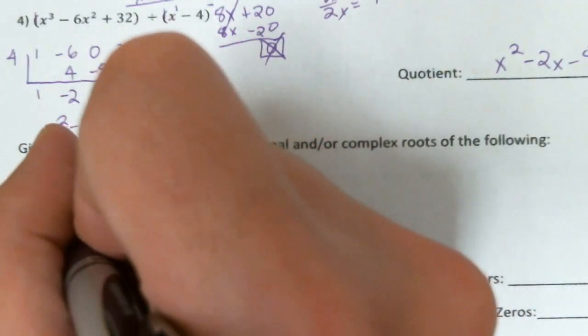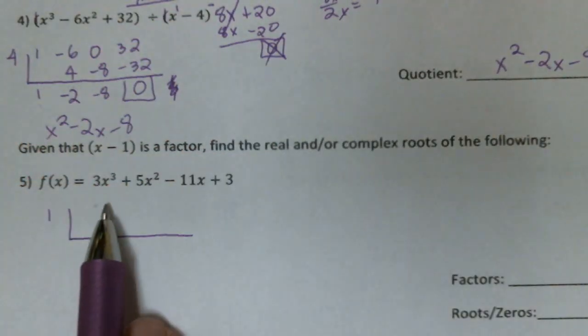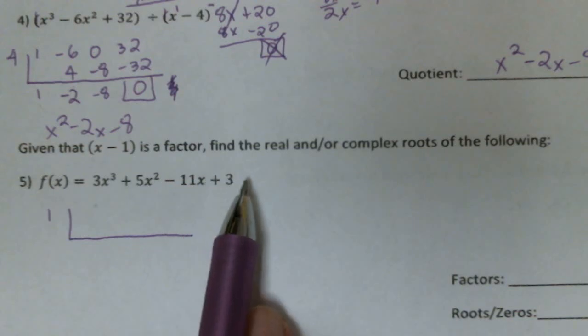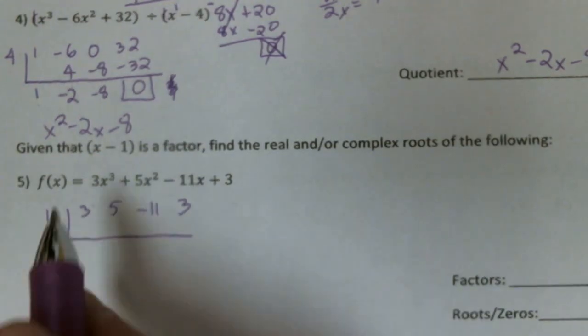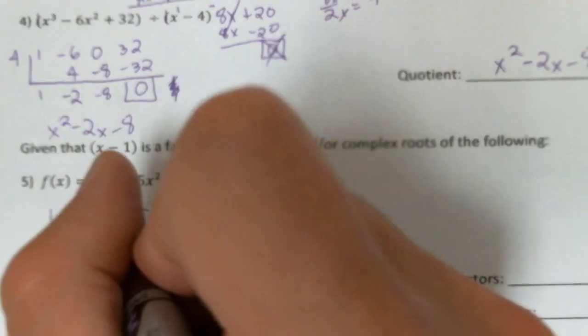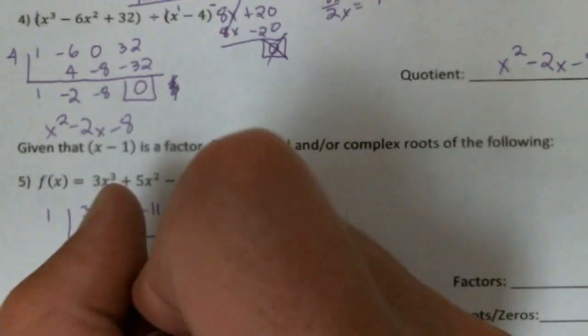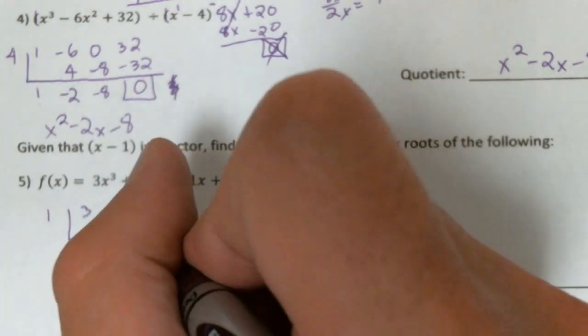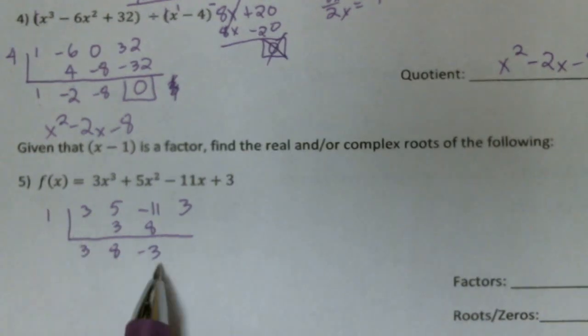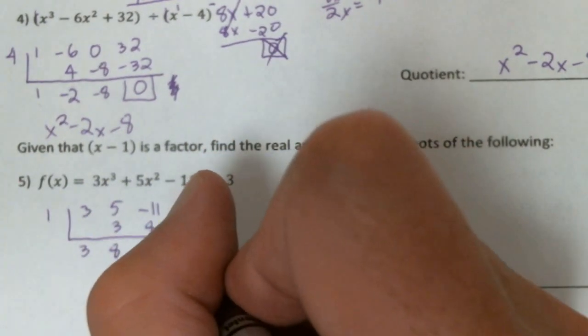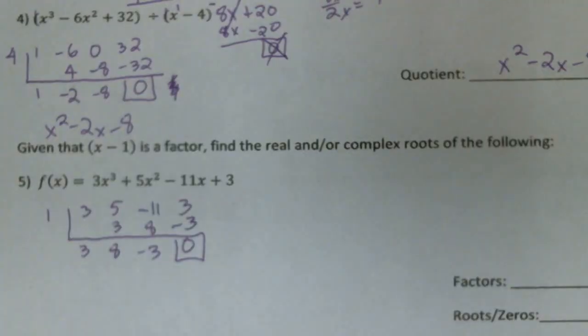So if I flip that, that's going to be a 1. Do I need any placeholders? 3, 2, 1, 0? Nope. So 3, 5, negative 11, 3. Bring down the 3. 1 times 3 is 3. 5 plus 3 is 8. 1 times 8 is 8. Negative 11 plus 8 is negative 3. 1 times negative 3 is negative 3. And we get a remainder of 0.